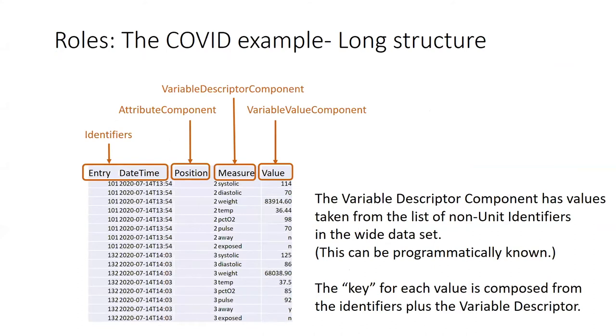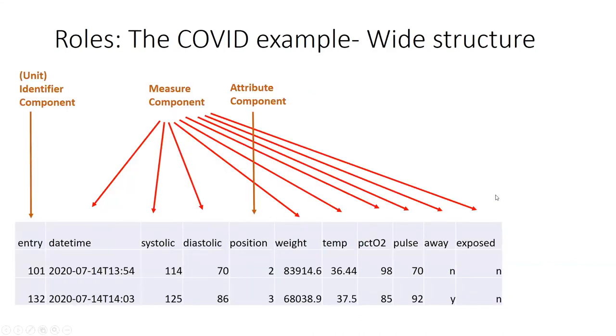And here we can see this again in the form of the data set. We have the identifiers like entry and date time. We have the position attribute component, as we talked about a little already. The variable descriptor component, like we said, systolic and diastolic could be descriptors, and then the variable value component. So that is how it looks like in a data set, relating to how it is in the model. And here we can see it is simpler in the wide structure. Then you have a unit entry, here is the unit identifier, and you have lots of measure components, but then again the attribute component in the position. So that is how that would look.